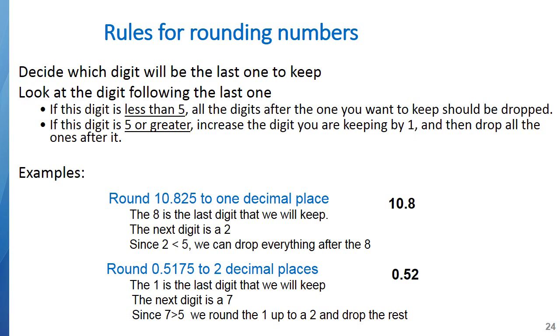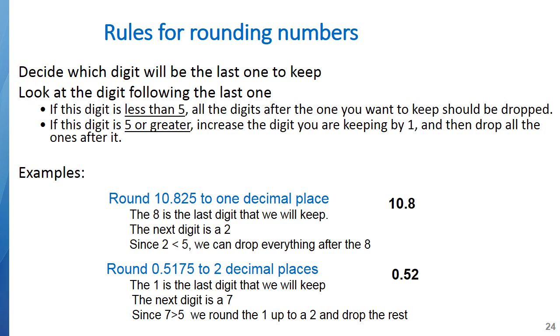So let's just review the rules for rounding numbers. You want to decide which is the last digit that you want to keep, and then look at the digit following the last one. If the digit following the last one is less than 5, then all you need to do is drop everything after the digit that you want to keep. If the digit is 5 or greater, you need to increase the digit you're keeping by 1 and then drop all the ones after it. So you're rounding up. Don't forget to do that. A lot of students forget to round up. They'll just cut it off.